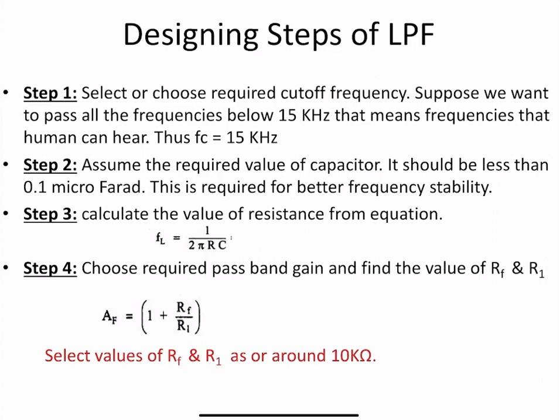In the last step, step 4, choose the required passband gain and then find the value of feedback resistor RF and resistor R1 by using this relation. Passband gain is 1 plus RF by R1, as this relation was already derived in the previous lecture. Select values of RF and R1. Keep in mind the values of these resistances should be around 10 kilo ohm. These are the designing steps which you will use for designing a low pass filter.